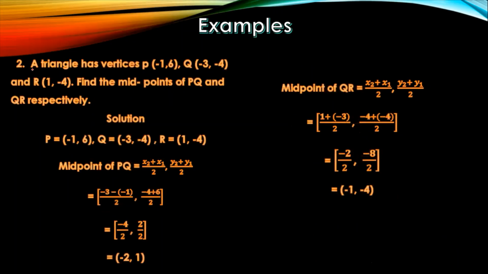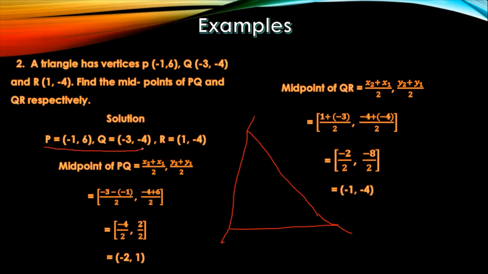The second question says a triangle has vertices. Vertex means the end point of the triangle. If I have a triangle of this form, this is a vertex, this is a vertex, and this is a vertex. Is that okay? So now it says the triangle has vertices P, Q, and R with their points. Find the midpoint of PQ and QR.